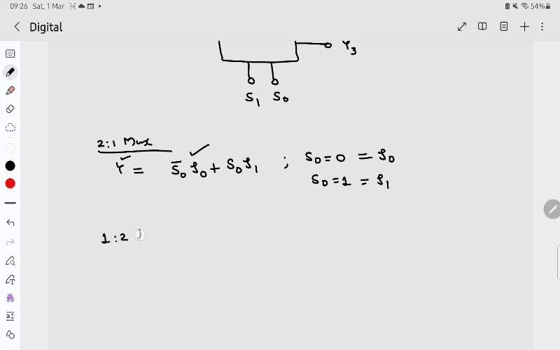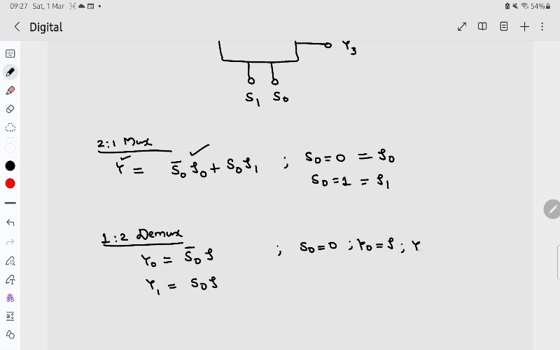Now in the case of a 1 is to 2 demux, we will have two expressions because two outputs are there, y0 and y1. Y0 will be equal to S0 complement I, and y1 will be equal to S0 I. If I give S0 equals 0, you will get y0 equals I, and y1 will be equal to 0. Similarly, if S0 equals 1, y1 equals I and y0 will be equal to 0, based on the expressions. The I could take the values 0 or 1.